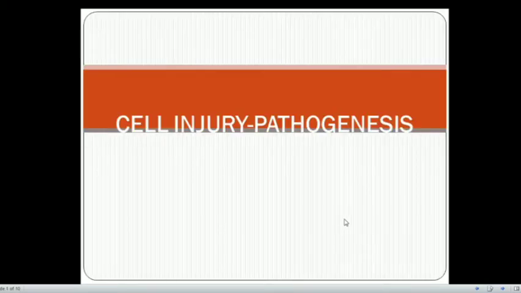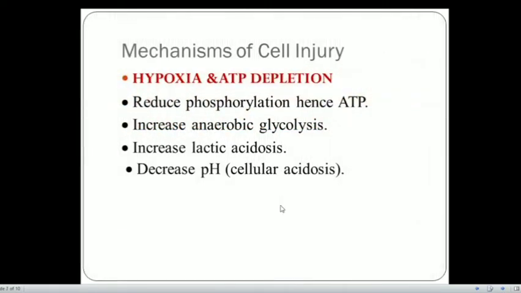Now let's discuss the pathogenesis. So what are the mechanisms of cell injury? The mechanisms include, first, hypoxia and ATP depletion. Hypoxia results in abnormal metabolism that is associated with the following changes: reduced oxidative phosphorylation, hence reduced ATP, and then increased anaerobic glycolysis, increased lactic acidosis, decreased pH, that is cellular acidosis.